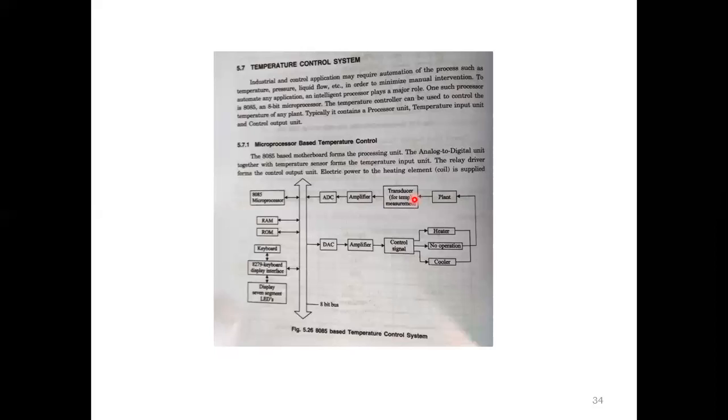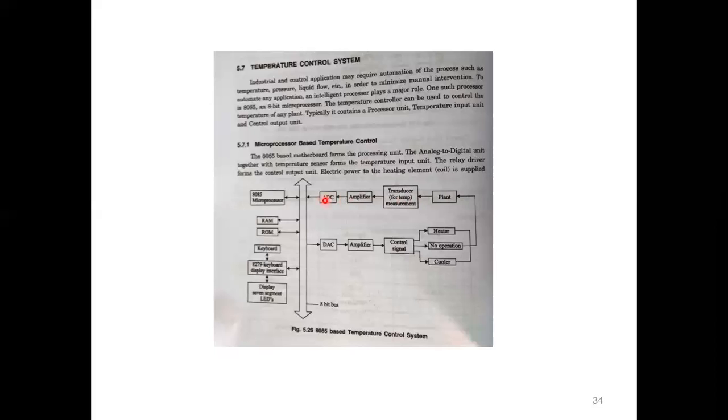Then the value from the sensor will be very low, so we need to amplify it. It is mostly an analog value when given to the microprocessor. We need to convert it into digital because the microprocessor does not understand analog values. So we are using the ADC, which converts the analog voltage into binary numbers.